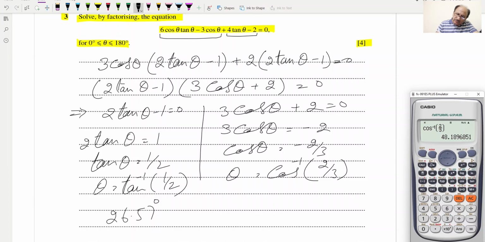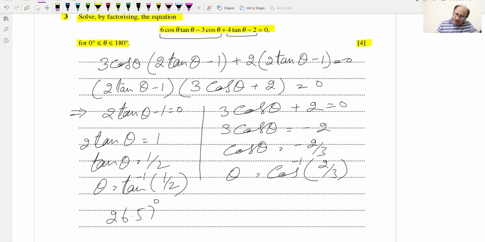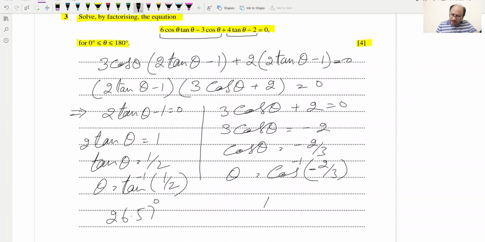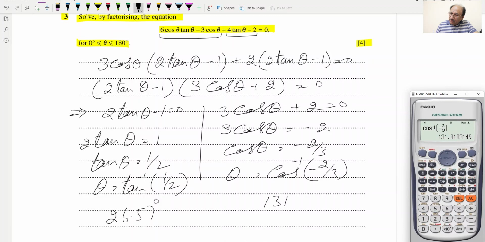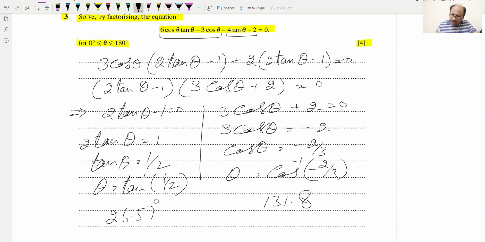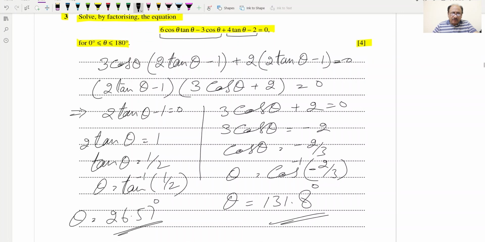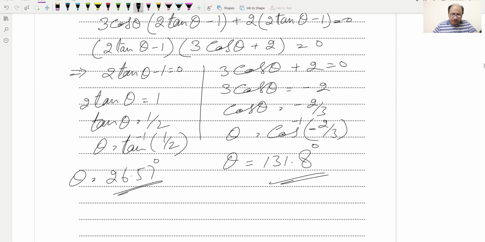Basically we missed this minus. If you can see this minus, we need to take minus over here, this one, and this will be 113.8, 131.8, and this will be the theta value. So one value is this one, the second value is this one. So this is done. 4 marks question. Hopefully you understood this.